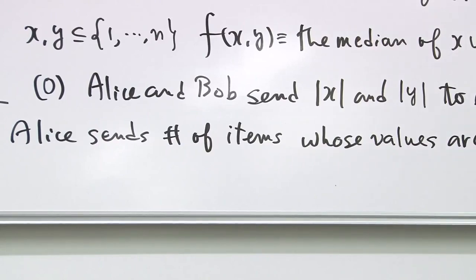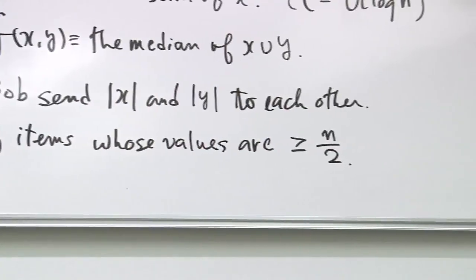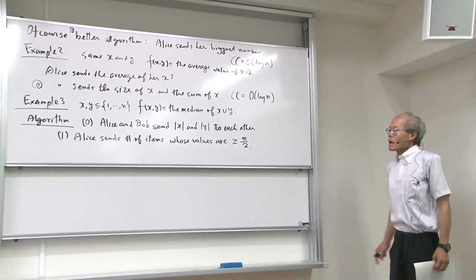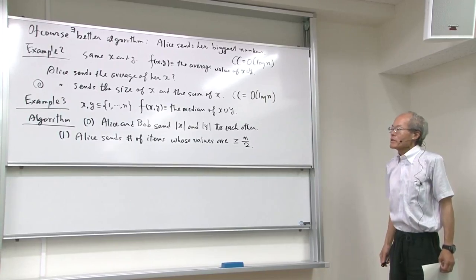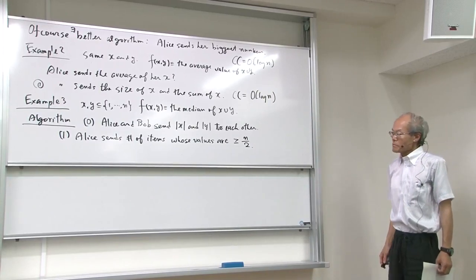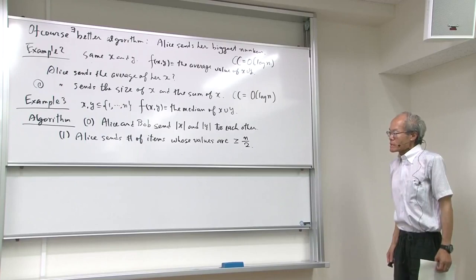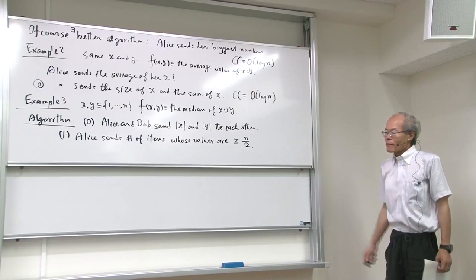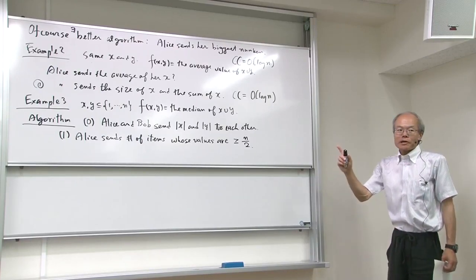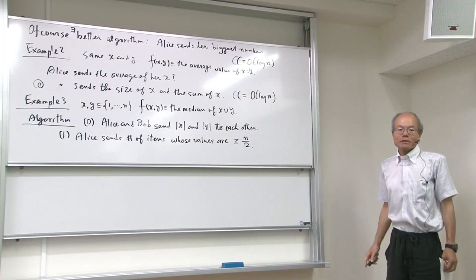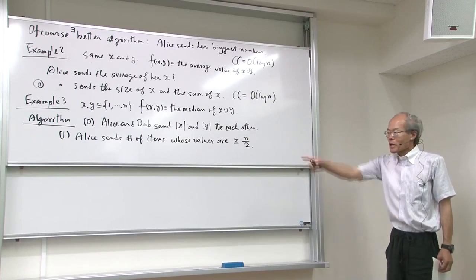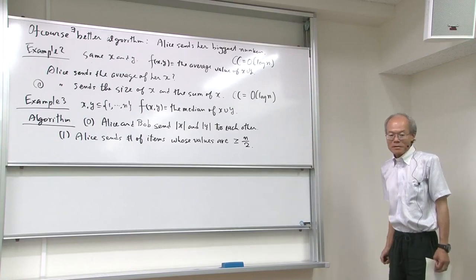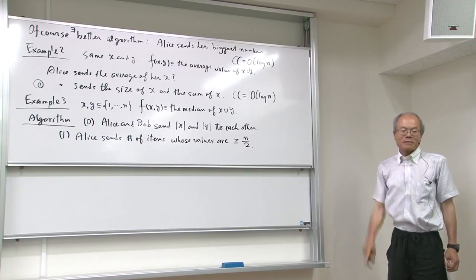Okay. Now, in that example, n is 10. And Alice sends the number of items which are at least n over 2. So at least 5. In that case, that is 2. Okay? So Alice sends 2 to Bob.